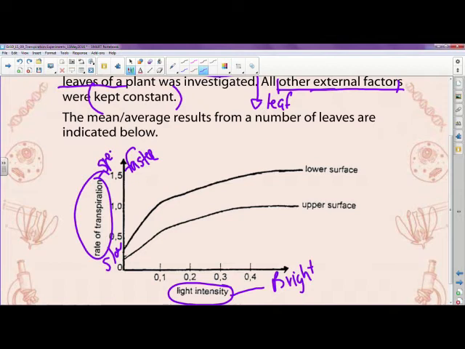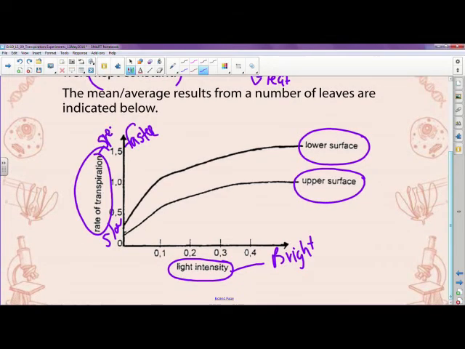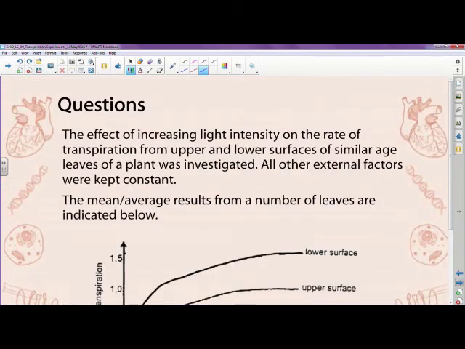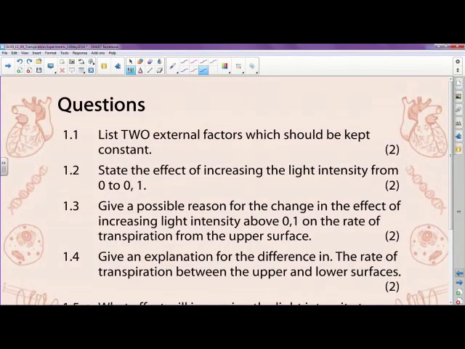Now from this graph, we can see a few things. Also have a look, lower surface and upper surface. Lower, bottom, upper at the top. So what kind of questions can we ask over here? All right, let me go.